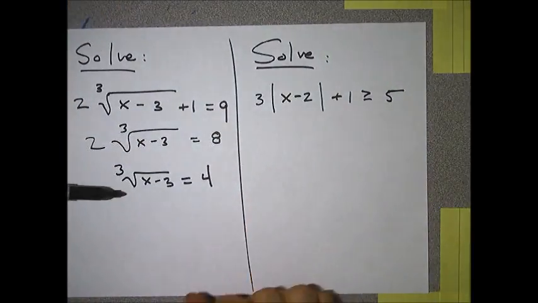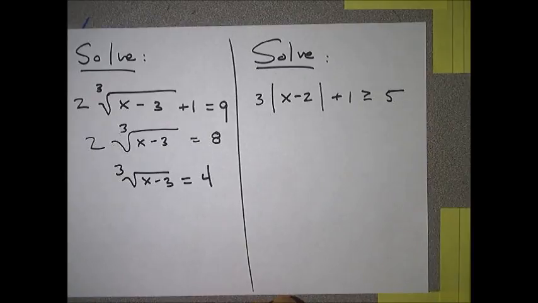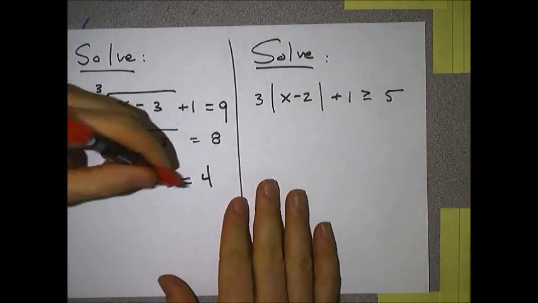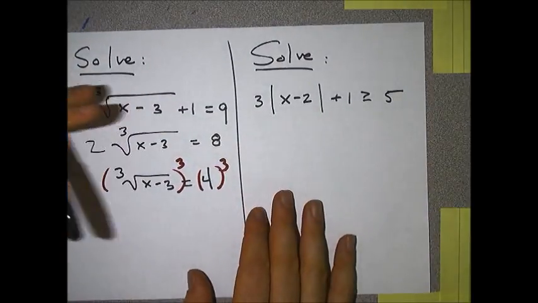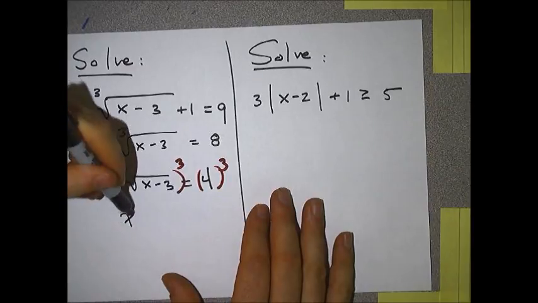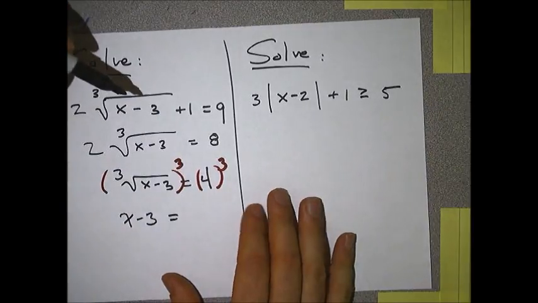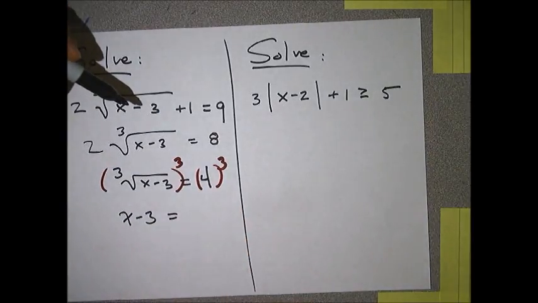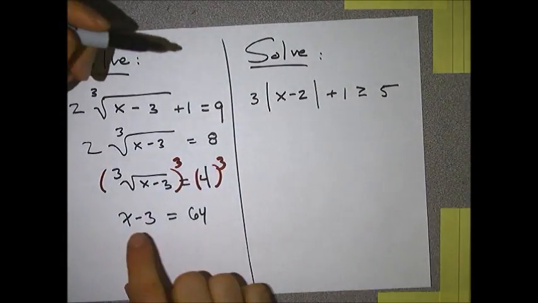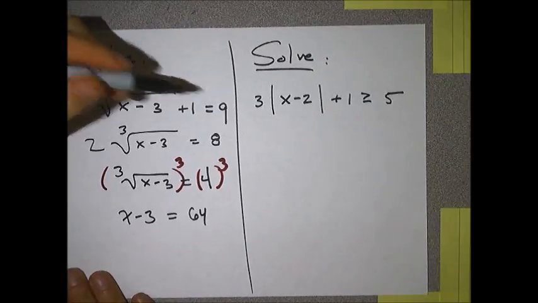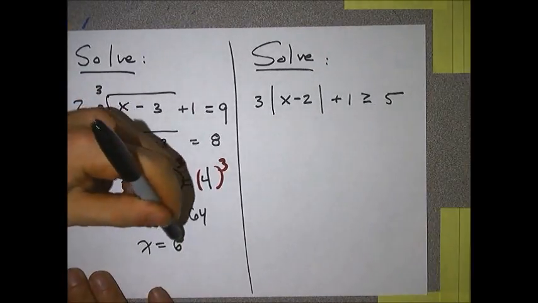I want to get to x, but to get to x I got to undo this root. Currently it's stuck inside a cube root, so if I raise both sides to the third power, the root on the left is going to go away, and that leaves me x minus 3. And on the right, 4 to the third power is 4 times 4 times 4 is 64. And I want to solve this now adding 3, and I've got x is equal to 67.